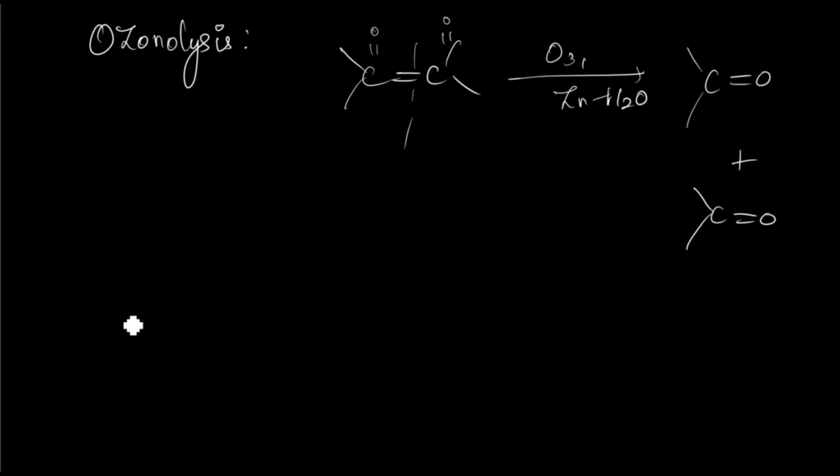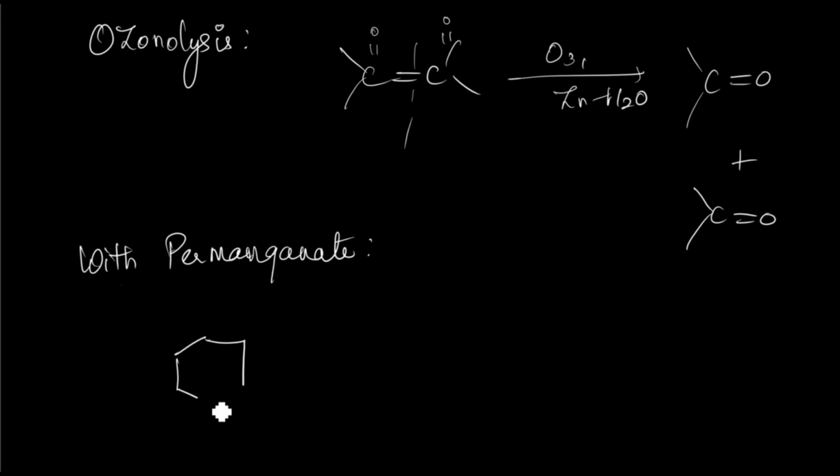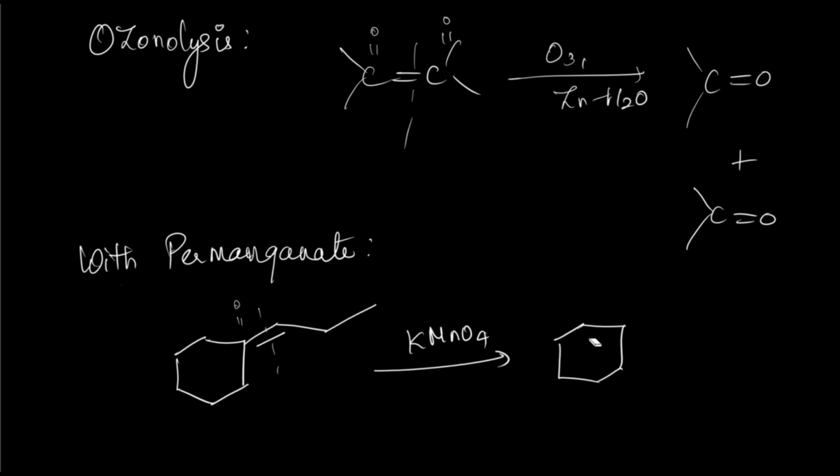Then the next reaction is with permanganate. Let's say I have an alkene like this. Permanganate will always give you syn addition. This is the reactant, concentrated KMnO4. So what could be the product? This will obviously break the double bond and put a double bond O, and on the other side you will get a carboxylic acid. Oxidation had happened over there. So let me erase this. Double bond O.